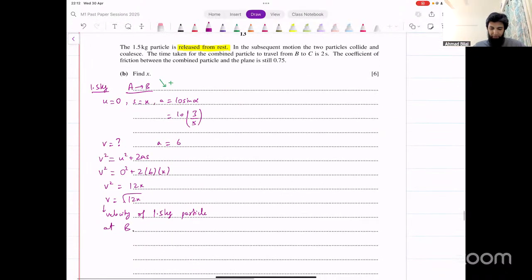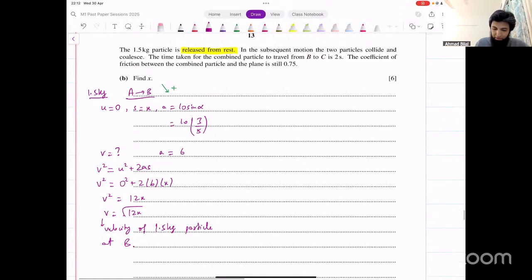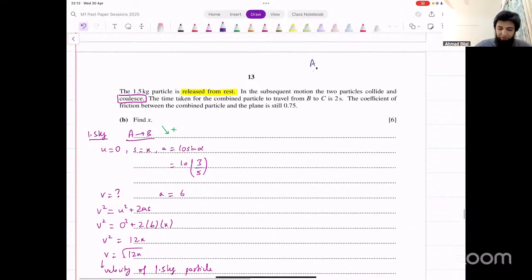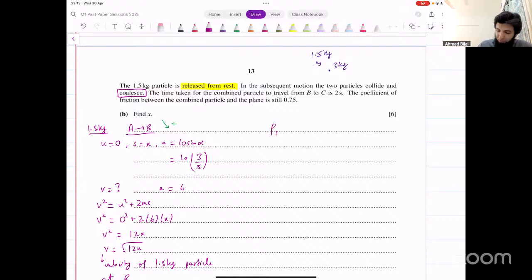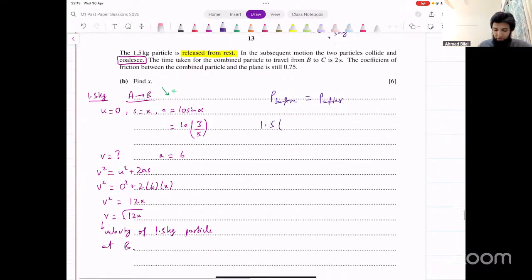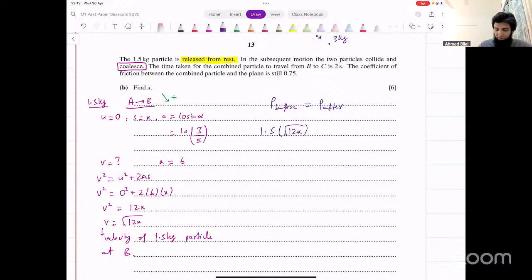Now, at this point, the two particles collide and they coalesce. Let's apply conservation of momentum for that collision. Momentum before collision equals momentum after collision. The 1.5 kg particle is one, and the other particle, the 3 kg particle, is at rest. We're considering the downward direction positive. Momentum of the 1.5 kg particle is 1.5 into the velocity, which is the square root of 12x, plus the momentum of the other particle, which is 0 because it was at rest.